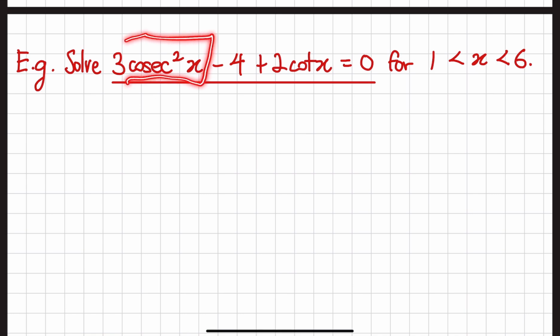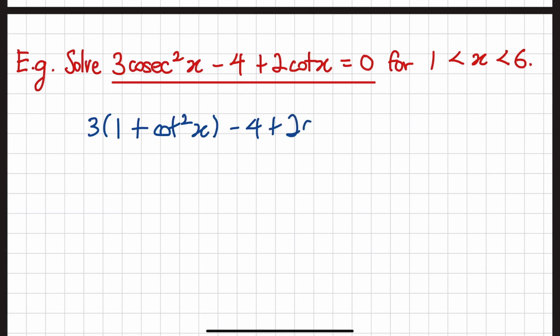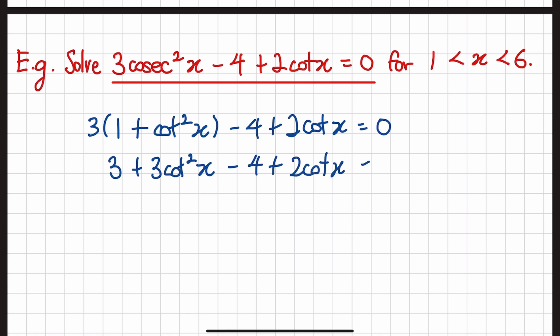Cosecant square, based on your Trigo identities, can turn into 3 times, let me make this bigger, 3 times, cosecant square is actually 1 plus cotangent square x, minus 4 plus 2 cotangent x equals to 0. Okay, then from here just expand and simplify. I'll get 3 plus 3 cotangent square x minus 4 plus 2 cotangent x equals to 0. Simplify everything. I'll get 3 cotangent square x plus 2 cotangent x minus 1 equals to 0.